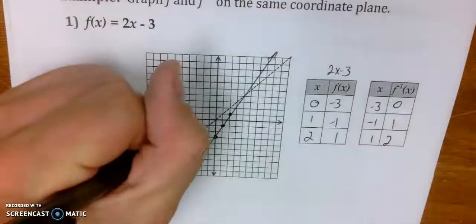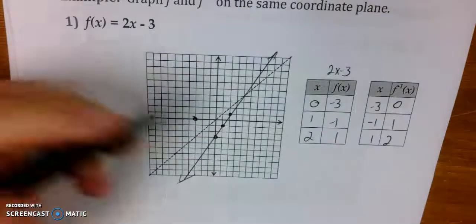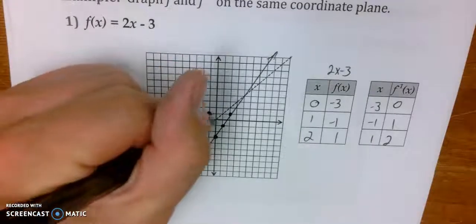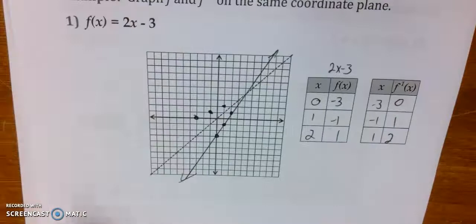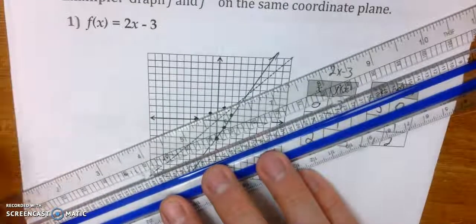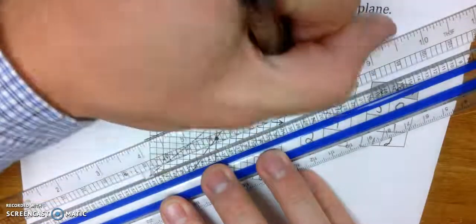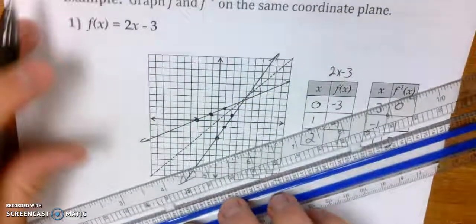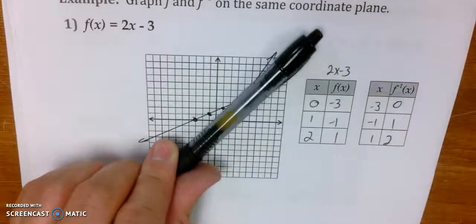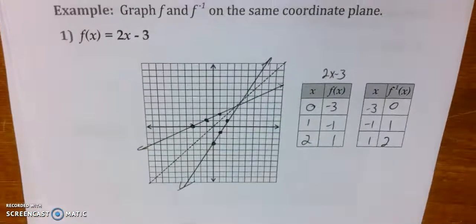So negative 3, 0 is right here. Negative 1, 1 is right here. And 1, 2 right there. So now if I connect those, if I've done this correctly, they should be mirror images, right? If I fold it along this dotted line right there, these graphs should match up.